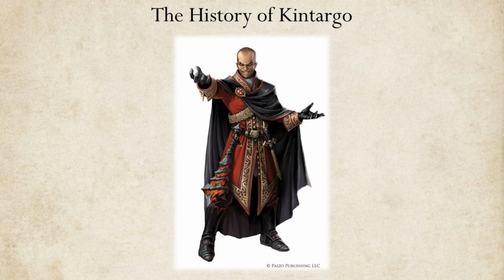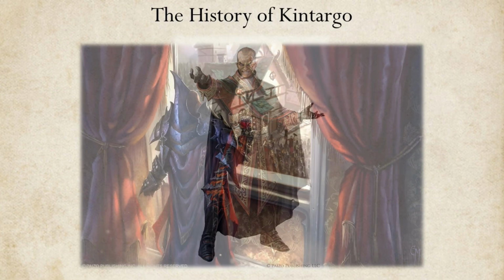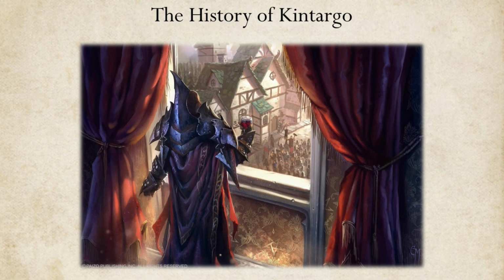Public executions followed. In the wake of the Night of Ashes, all religions which advocated for freedom, including those of Cayden Cailean, Milani, Desna, Sarenrae, and Calistria, were banned, and even followers of Shelyn were required to register with the government. Barzillai, however, had miscalculated. In his attempts to dominate the citizens of Kintargo, he had merely given them the push they needed to embrace open rebellion.